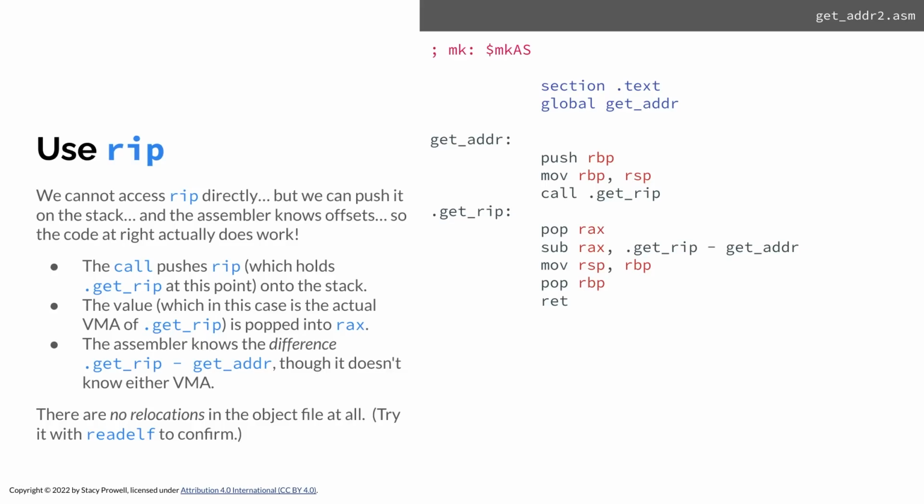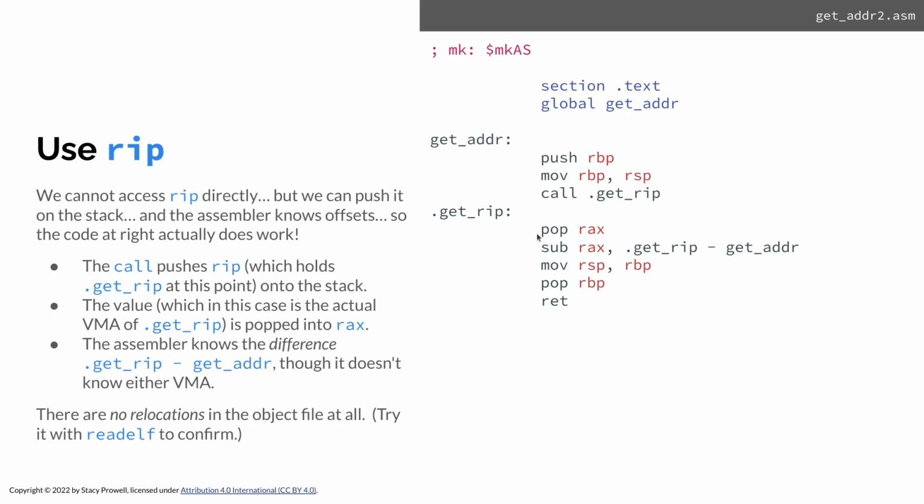But what if we did this? So take a look at this. We push RBP, move RSP into RBP, standard boilerplate, and then I do this. I say call get_RIP. Where is that located? Right there. So what do I do? I call this address. I call the next instruction.